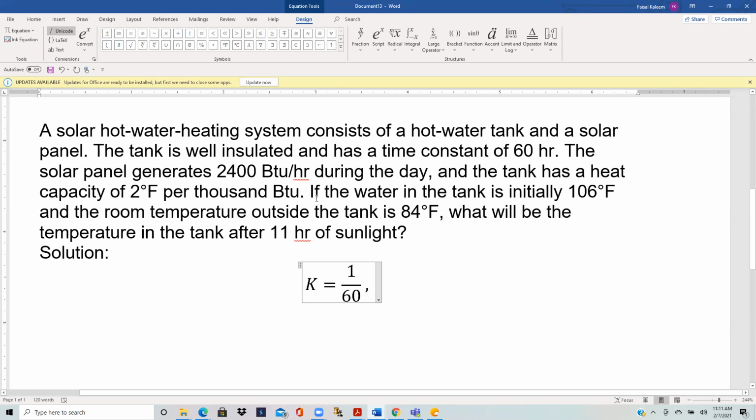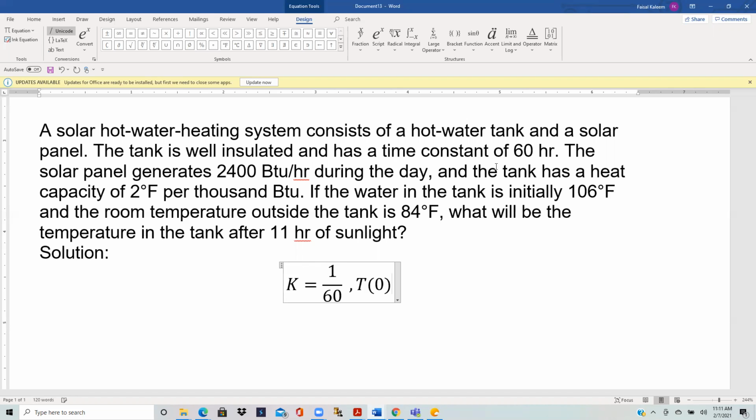So we wrote the Newton's law of cooling for temperature inside the building. In this case, the tank can be considered as a building. And so we have the water in the tank is initially 106. So that's the initial building temperature. Tank is like the building here. So T of 0 is equal to 106.